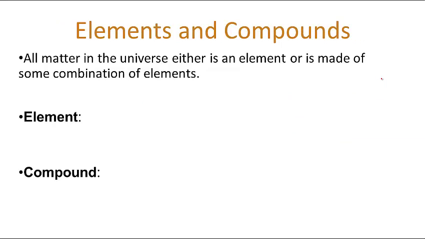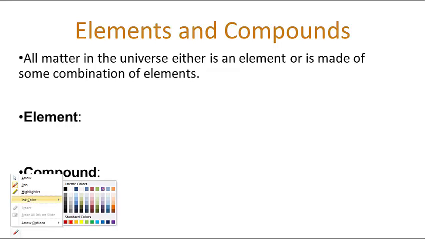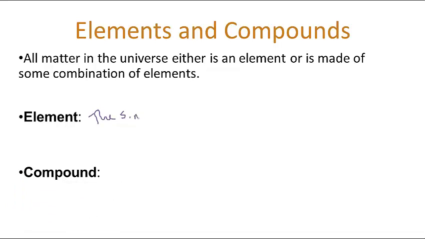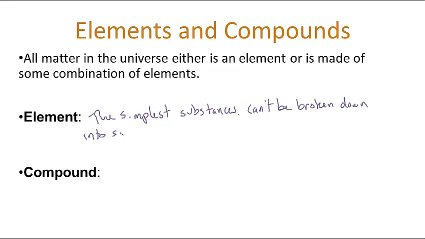Okay, so all matter in the universe either is an element or is made of some combination of elements. So an element is, let's try a new color. Let's see, how about purple? Okay, an element is the simplest substances. So these can't be broken down into simpler ones by chemical reactions. So basically, if you have elements, that's what you got. You can't change them into any other element or any other substance.